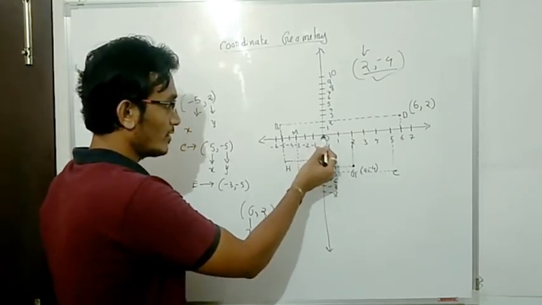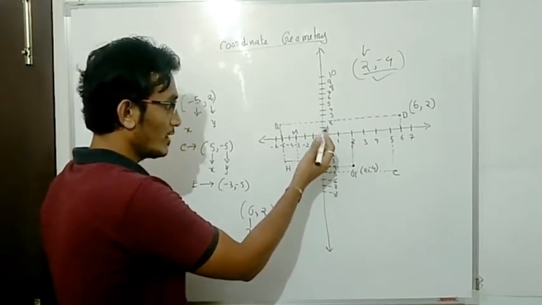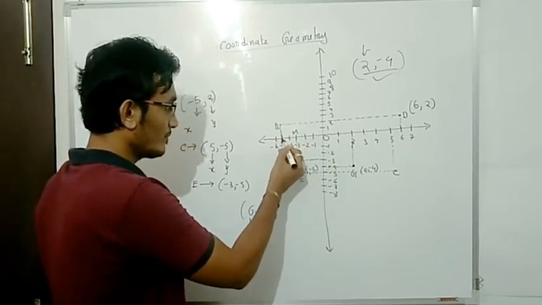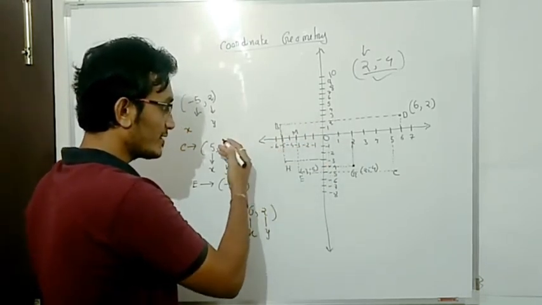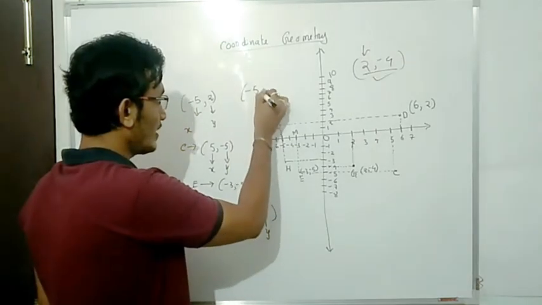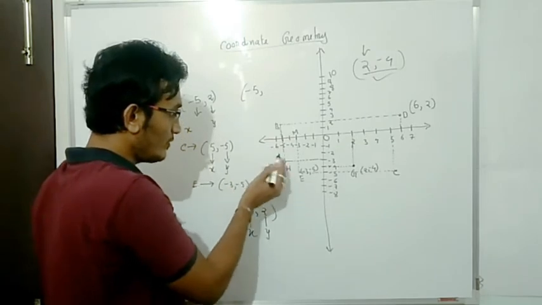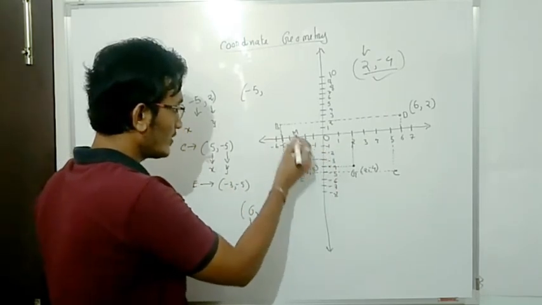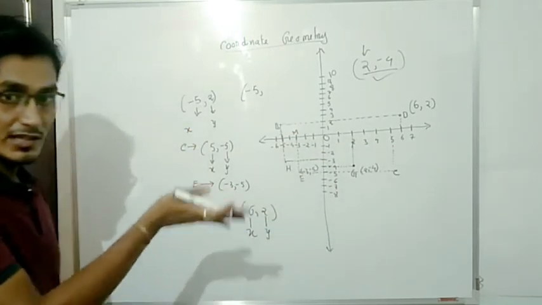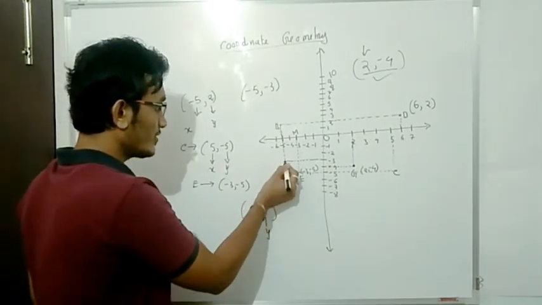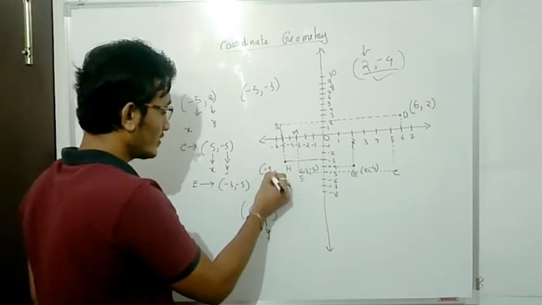Again starting from the point O, we have to move to the left-hand side. How many divisions? 1, 2, 3, 4, 5. 5 divisions in the negative x-axis, so you write down minus 5. Then from here we have to move downward. How many divisions? 1, 2, 3 divisions, downward, that means the negative y. So (-5, -3) is the position of H.